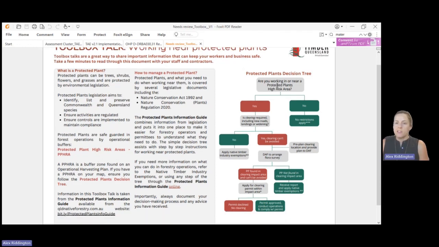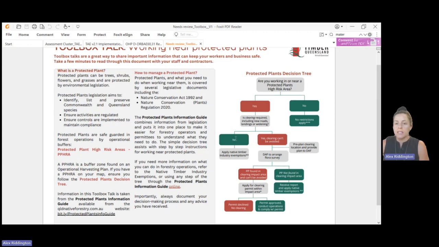The protected plants decision tree is a step-by-step process that you can follow to assist. So for example, if you have a protected plants high risk area on your map, then you would say yes. Then you would need to determine if clearing is required. So within the protected plants information guide, it has definitions about what clearing is and isn't. But in simple terms, clearing can include new roads, new landings, and also widening any existing footprints of infrastructure.